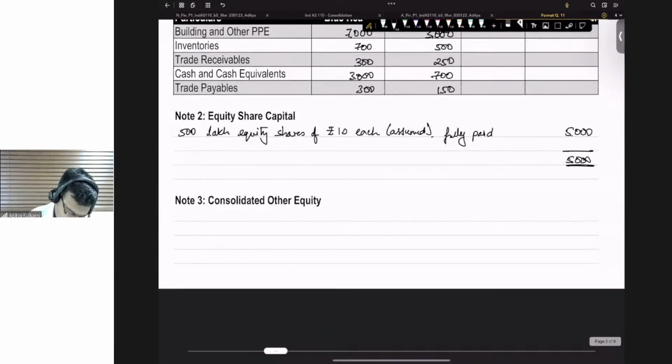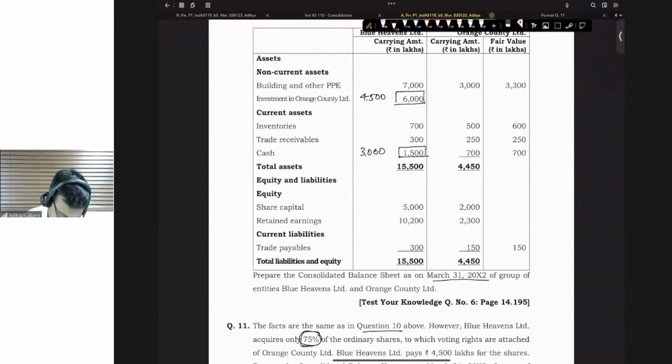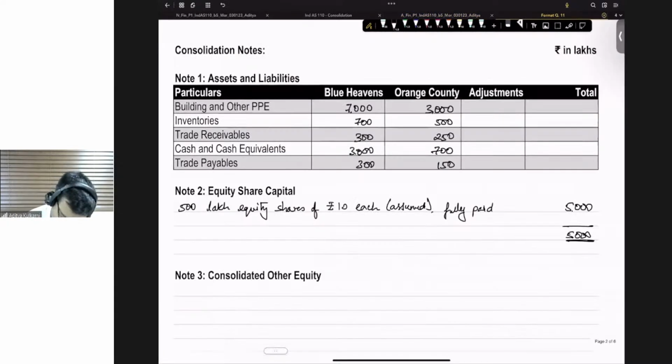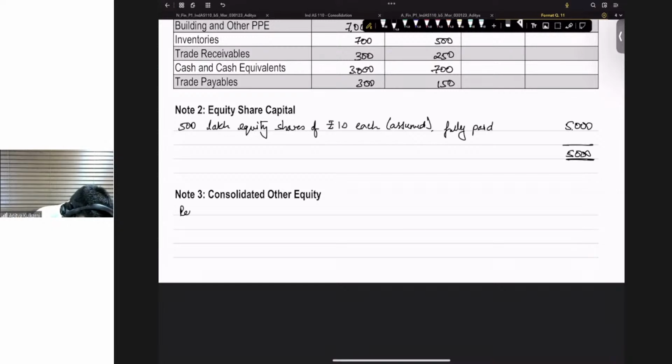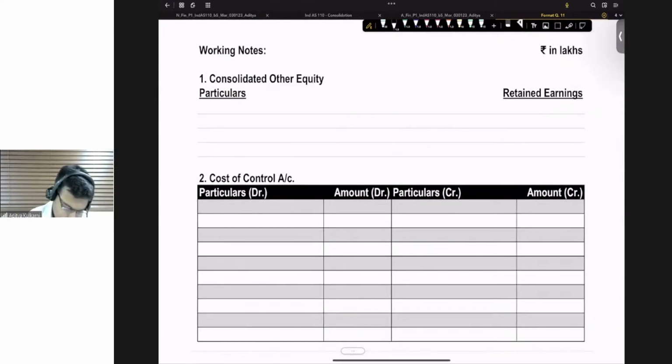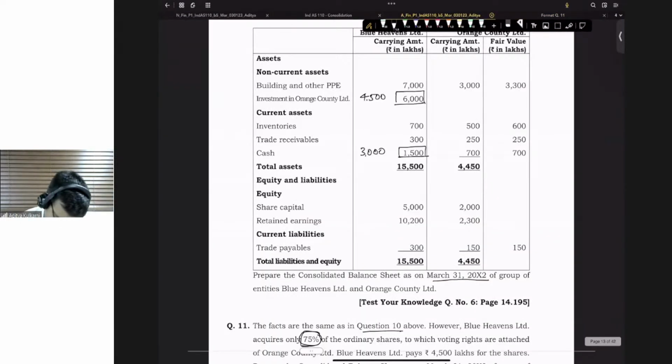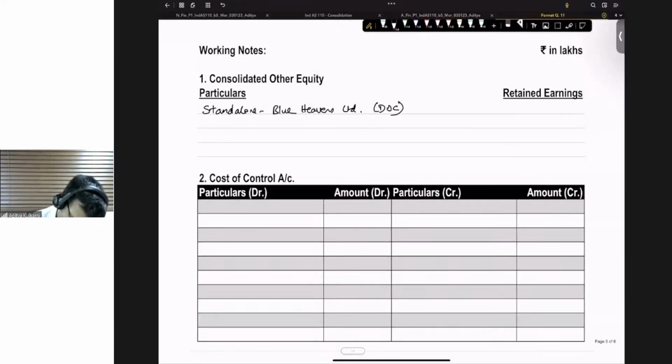Okay. Next. Consolidated other equity will ultimately flow in from working note 1. There is only one item, retained earnings. It will come from working note 1. Okay. Consolidated other equity, working note 1. What you will do is here you will populate standalone of the parent on the date of consolidation. So retained earnings is 10,200. Okay.